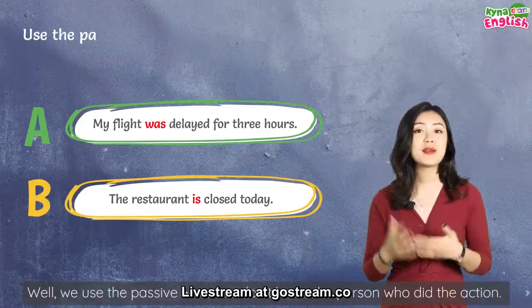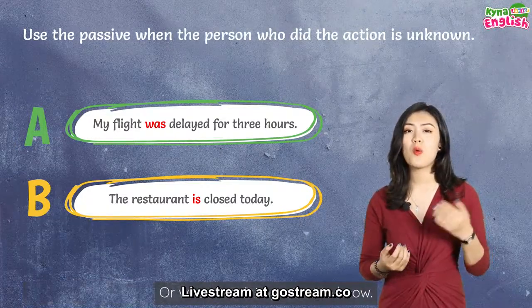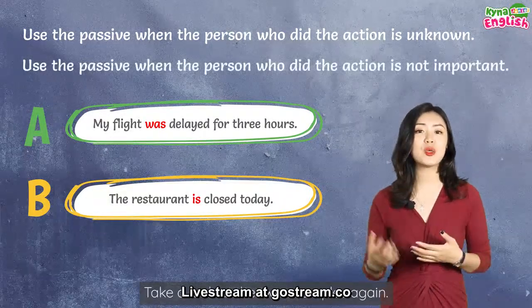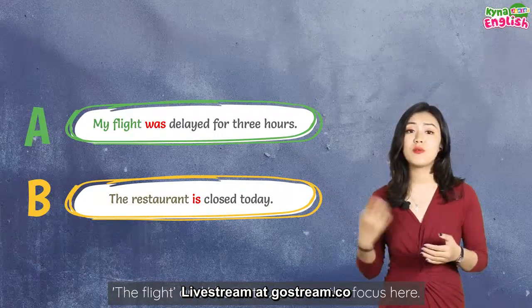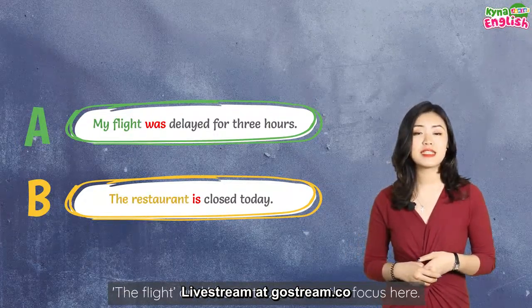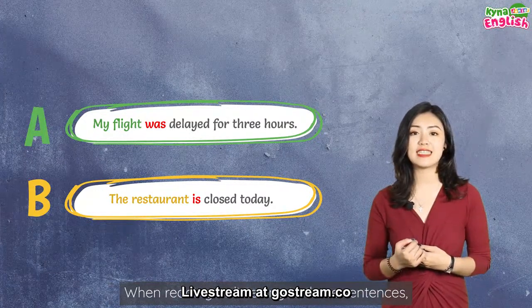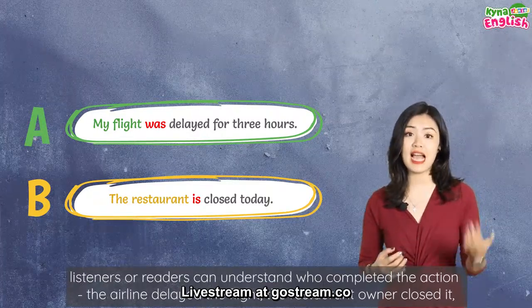Well, we use the passive when we don't know the person who did the action or when it isn't important to know. Take a look at the two examples again. The flight and the restaurant are the focus here. When reading or listening to these sentences, listeners or readers can understand who completed the action.